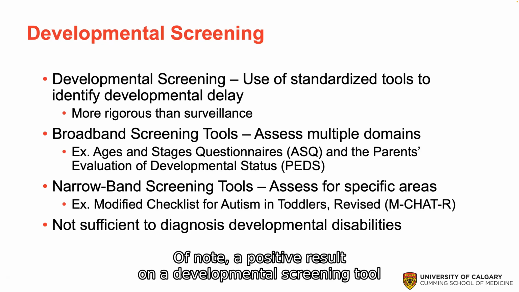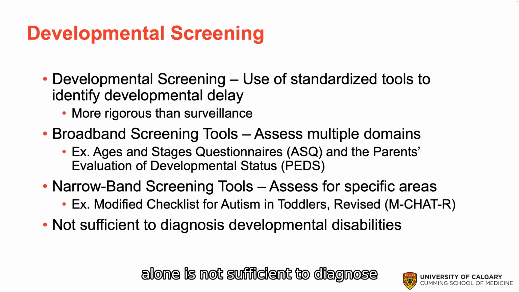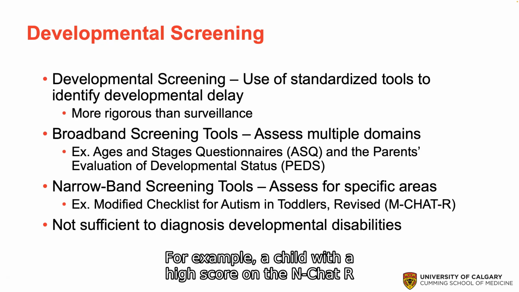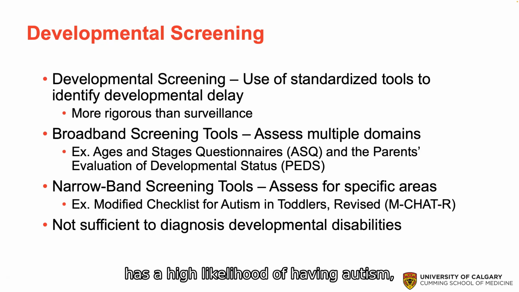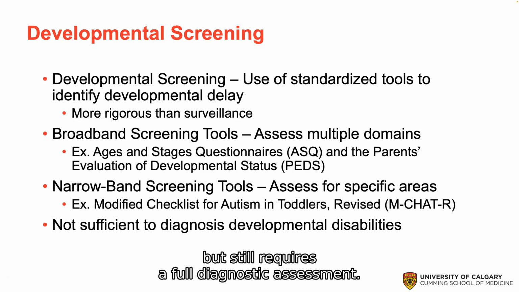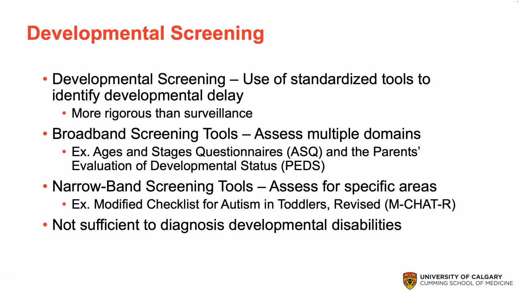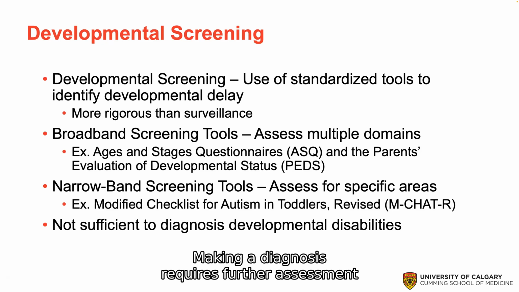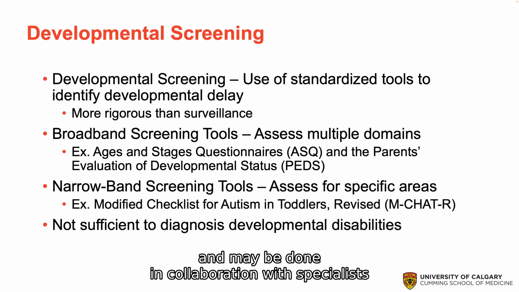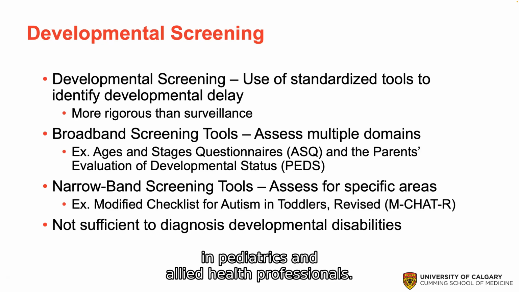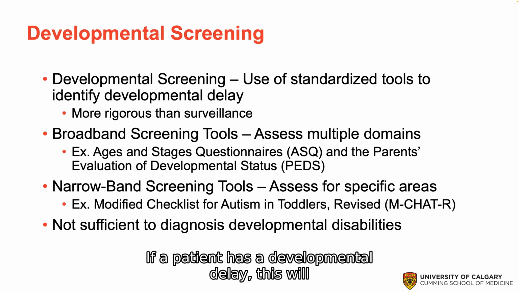Of note, a positive result on a developmental screening tool alone is not sufficient to diagnose a developmental disorder. For example, a child with a high score on the MCHAT-R has a high likelihood of having autism, but still requires a full diagnostic assessment. Making a diagnosis requires further assessment and may be done in collaboration with specialists in pediatrics and allied health professionals.